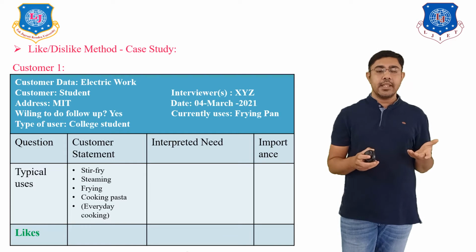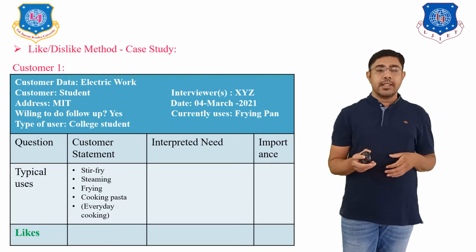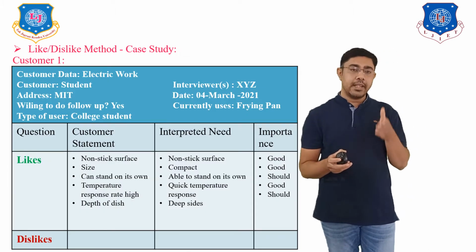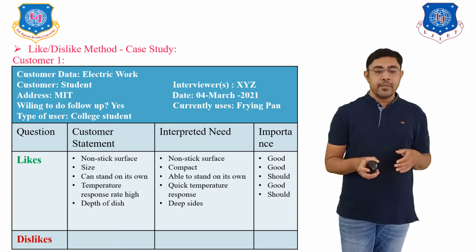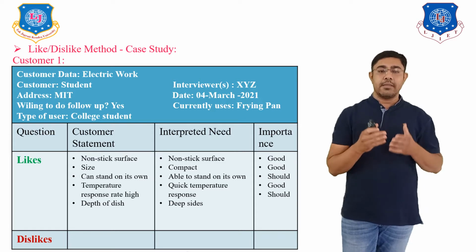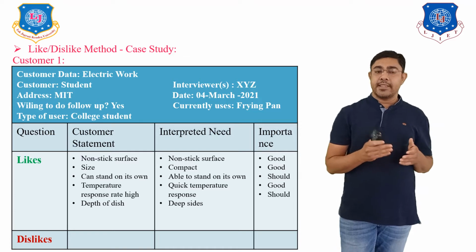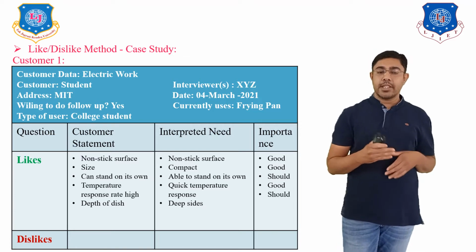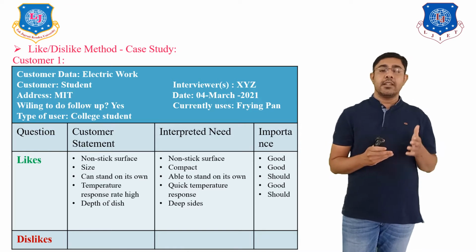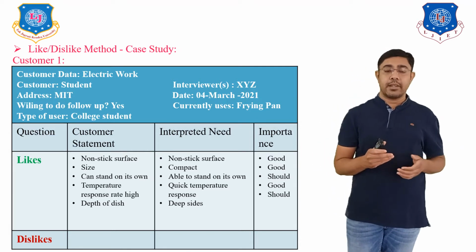Next is the likes question. Whatever the customer's like statements are, they are mentioned in the second column. Against the likes question, the customer statements are: non-sticky surface, size, can stand on its own, temperature response rate is high, and depth of the dish. These are the like statements of the customer, and they have to be mentioned in the second column.